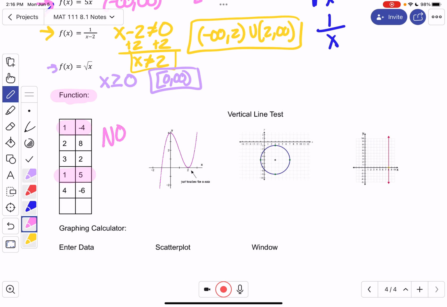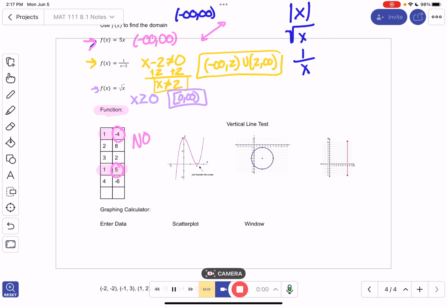So this is not a function. If these were both the same number, it could be. But because they're not, it's not a function.